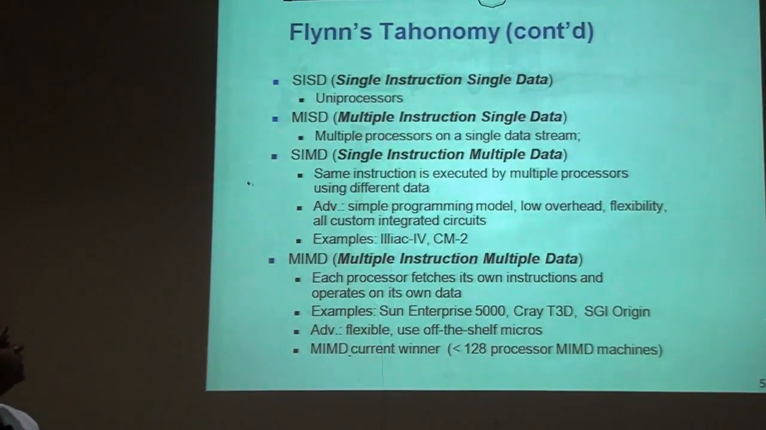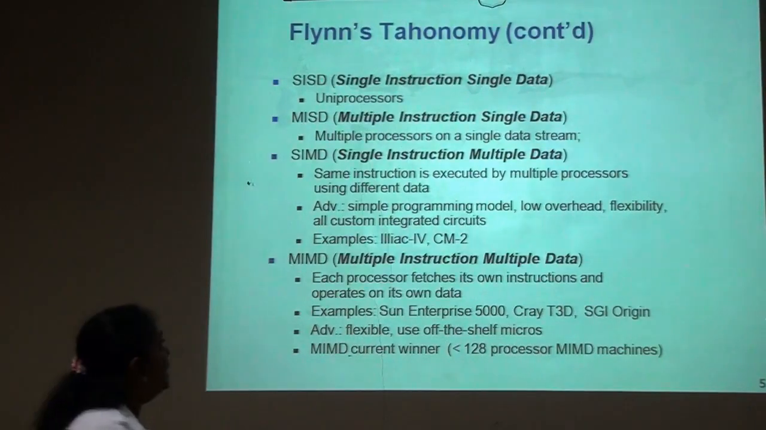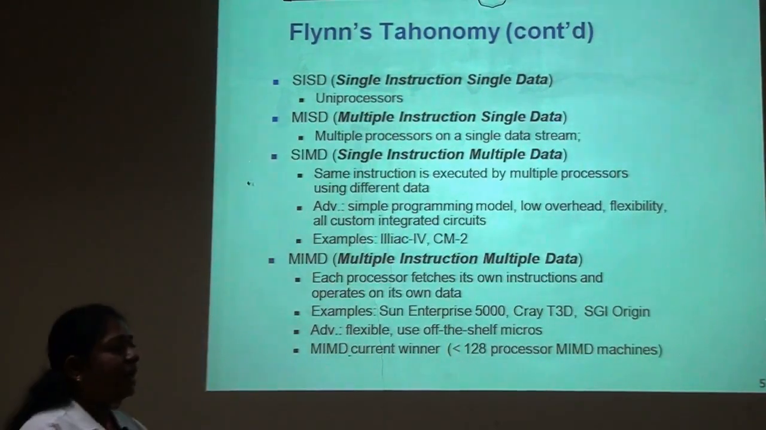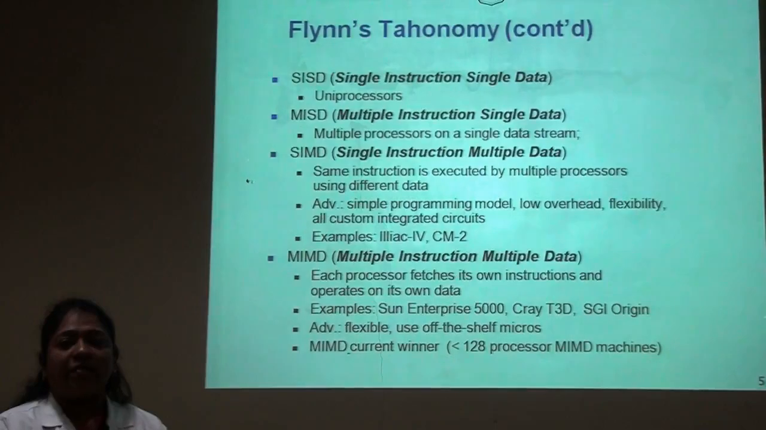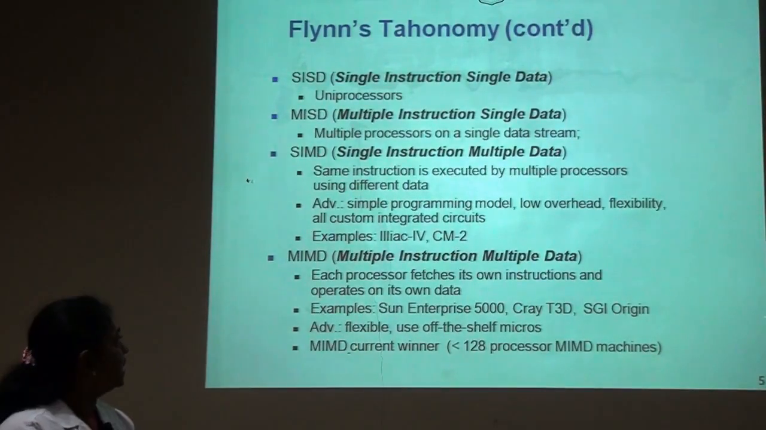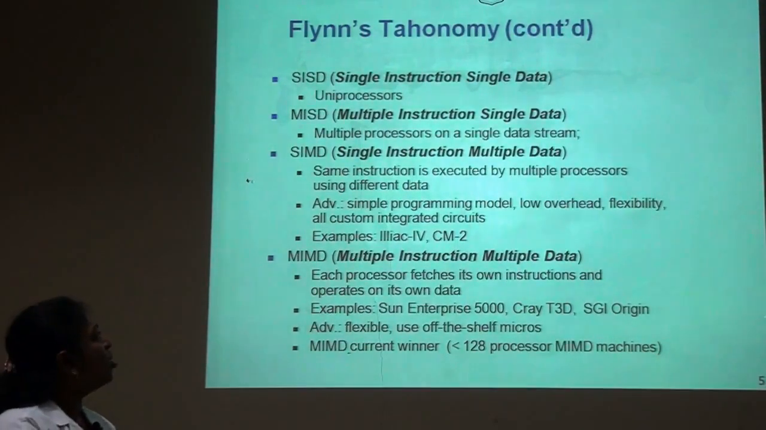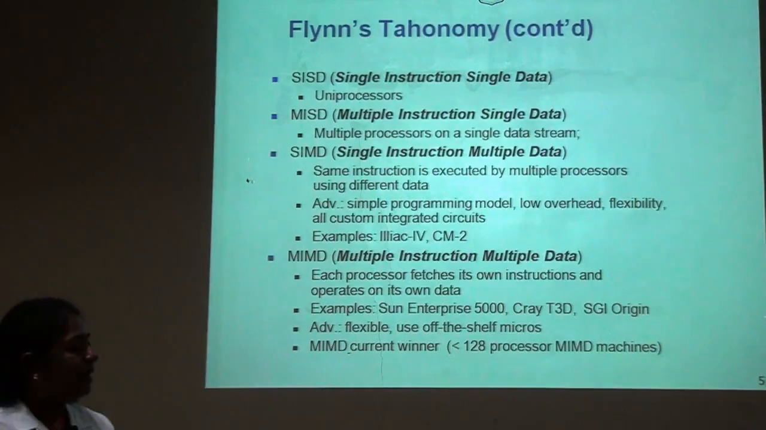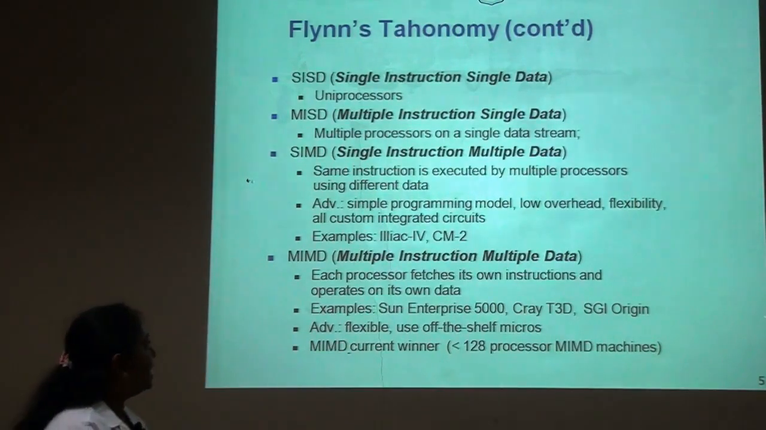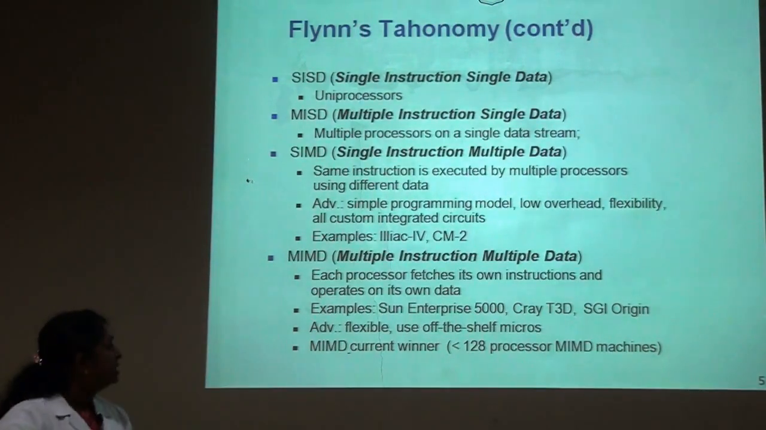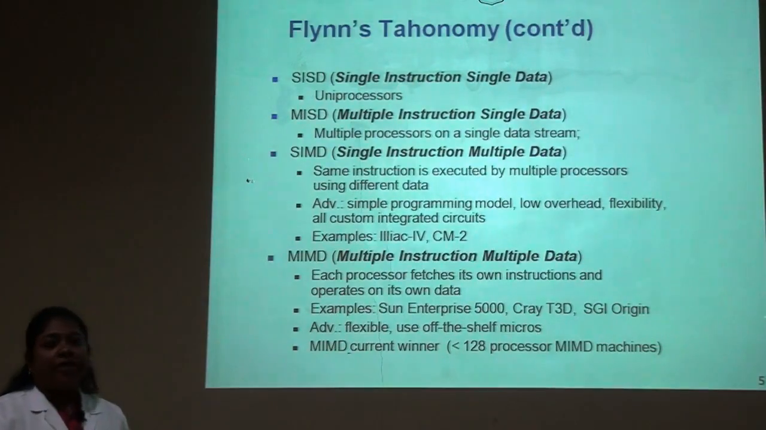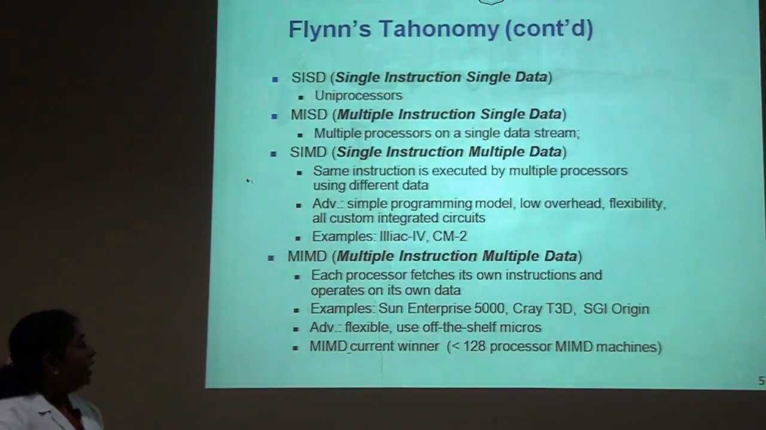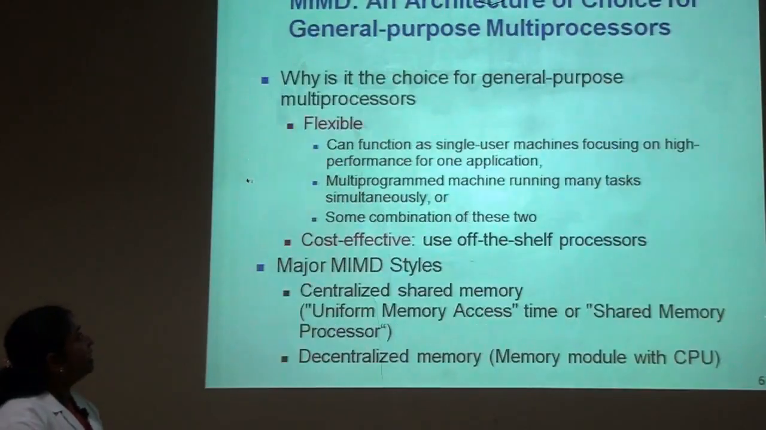In single instruction, single data, only a single operation and single data can be handled. In single instruction, multiple data, multiple data can be handled by a single instruction. The example is CM2. The advantages can be listed over it. Next is multiple instruction, multiple data. Here each processor can have its own instructions and operate on its own data. The advantages are that it is flexible and cost effective.